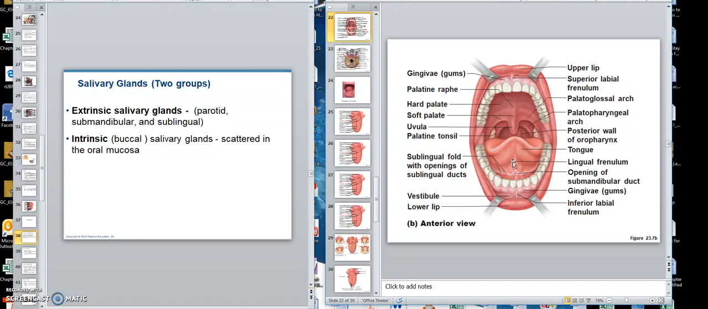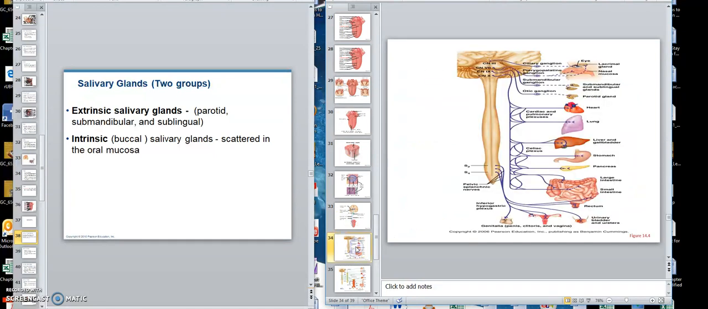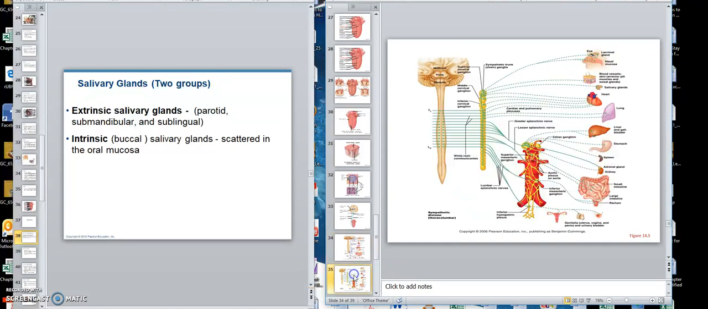Now, when we get to the glands, what turns them on? We have different ganglions that turn them on. The parasympathetic turns it on. The parotid gland right there is coming from cranial nerve 9, the glossopharyngeal, using the otic ganglion. The others are coming from cranial nerve 7, the facial. Now, real quickly, the parasympathetic makes you salivate, acetylcholine.